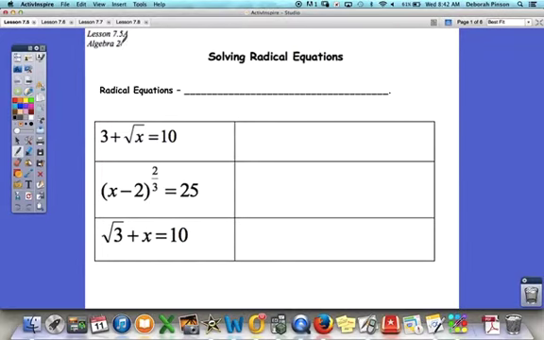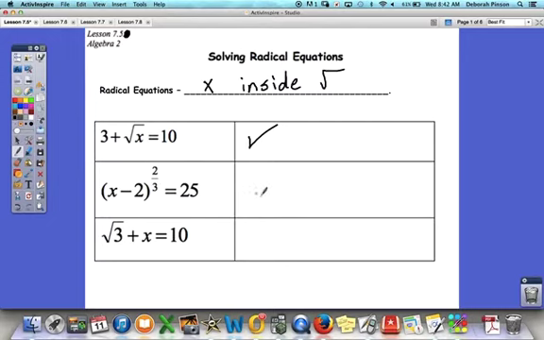Alright, so here in 7.5, and this is actually just 7.5, not 7.5a, we're going to look at solving radical equations. All that a radical equation is when your x is inside your radical, so your square root or cubed root or whatever. So if you look at this first one, it is a radical equation because the x is inside the square root. This second one is written as a fraction exponent.